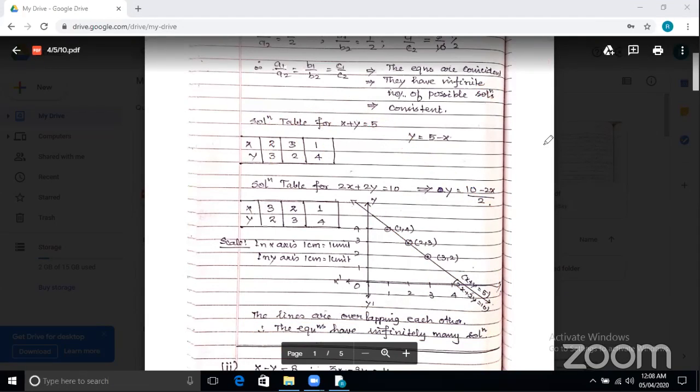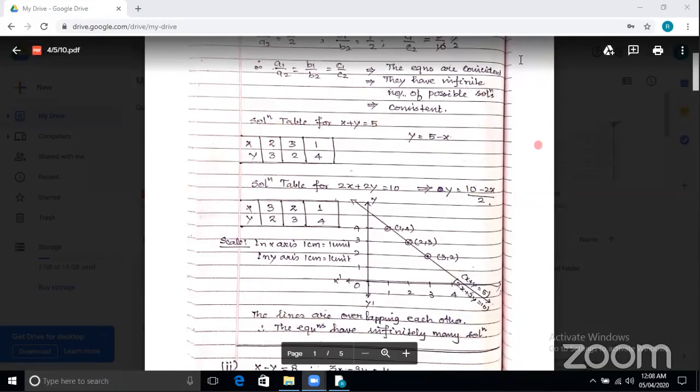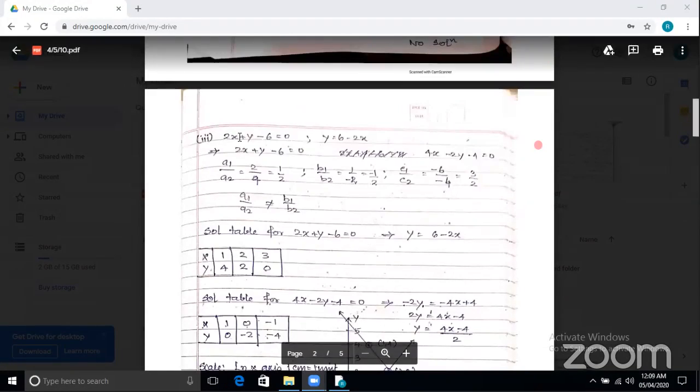Now go to the next. The same thing. Here we have two equations. 2x plus y minus 6 is equal to 0. Therefore, y is equal to 6 minus 2x. Any doubt here? No doubt, sir. Now, same way, the second equation is 4x minus 2y minus 4 is equal to 0.